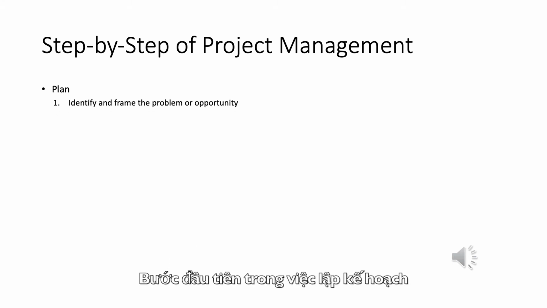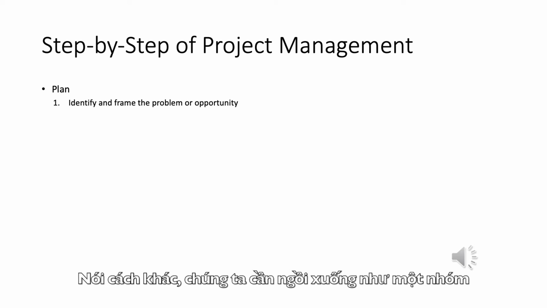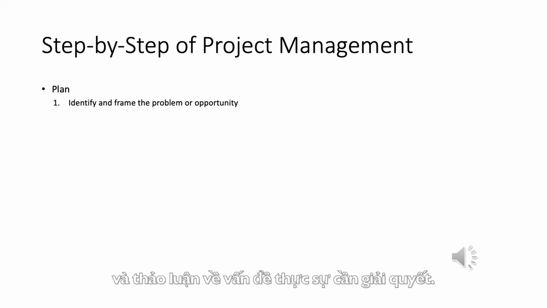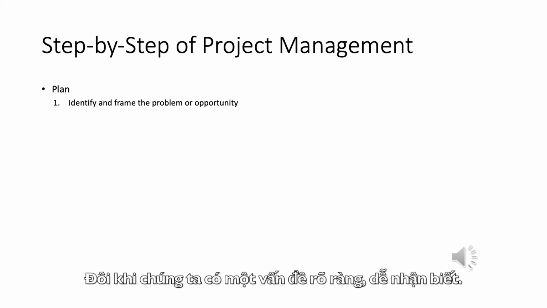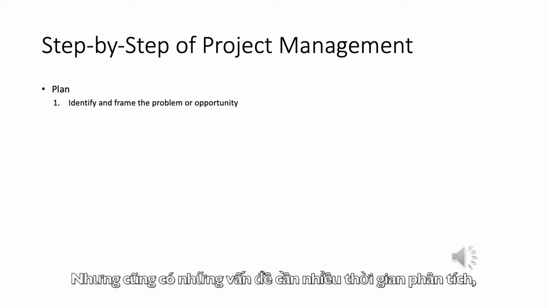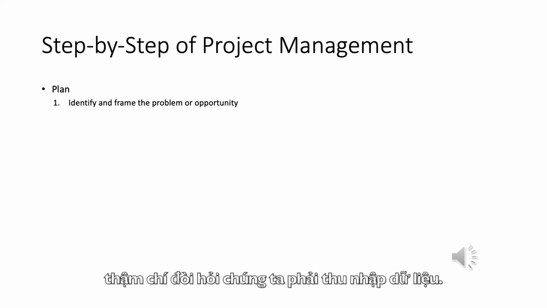The first step to planning is to identify very clearly the problem that we are trying to solve or the opportunity that we are hoping to develop. So this oftentimes takes a good deal of initial thought. In other words, we need to sit down as a team and discuss what problem we are actually trying to address. Sometimes the problem is very clear, very easy to see. Other times the problem takes a great deal of analysis and maybe even some data collection.